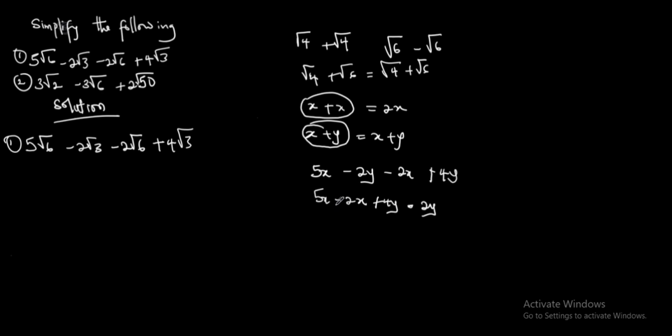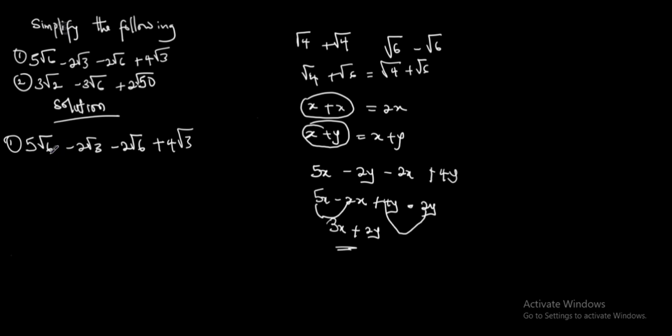Now then I go ahead to simplify. 5x minus 2x is 3x. Then plus 4y minus 2y will give me plus 2y. At this point, they are like terms, so this will be your final answer. Now, notice what I did. For the like terms, I just subtracted their coefficients, 5 and 2, 4 and 2, and then I got my answer. It's the same thing in surds.